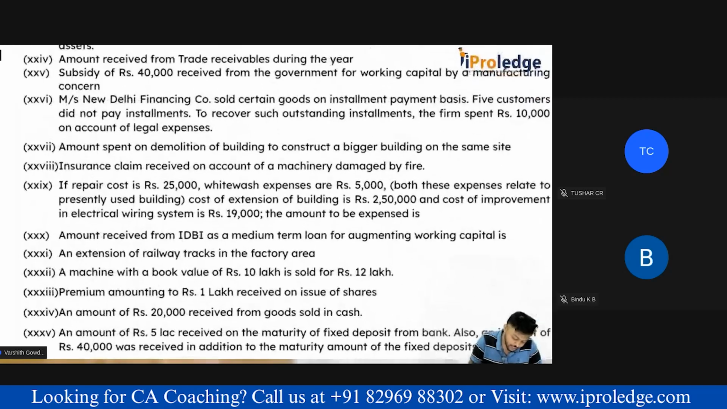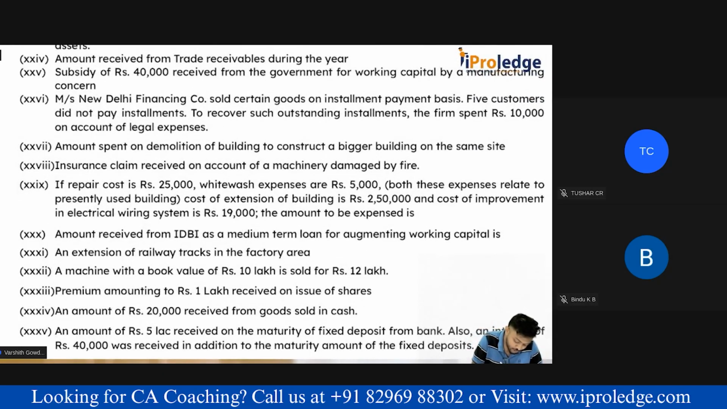Next, insurance claim received on account of machinery damaged by fire. Is it capital receipt or revenue receipt? Is it your business to destroy the machinery and receive money from the insurance? So it's a capital receipt.